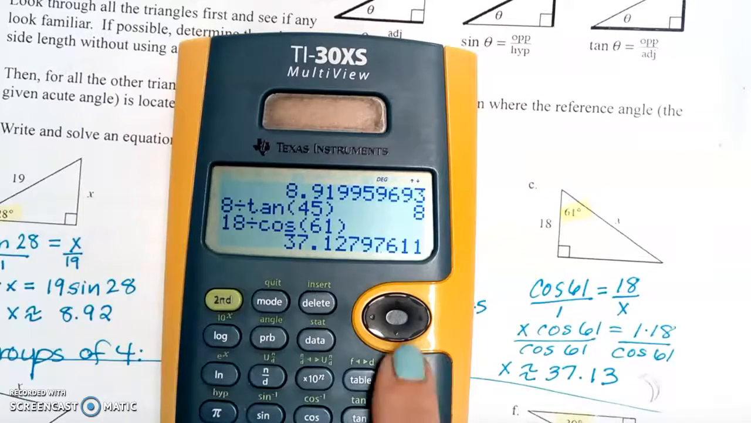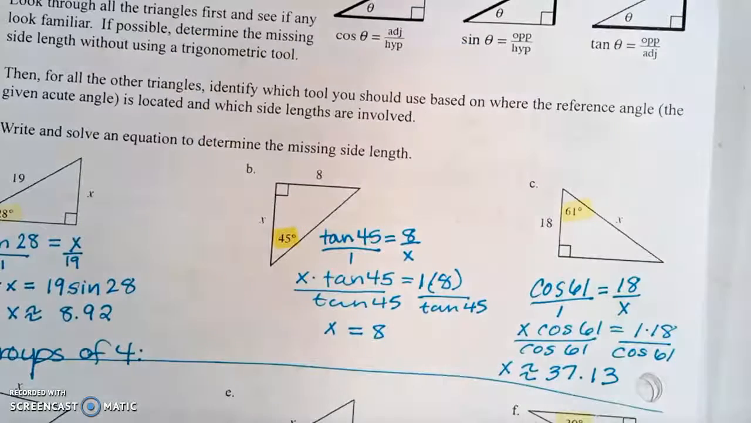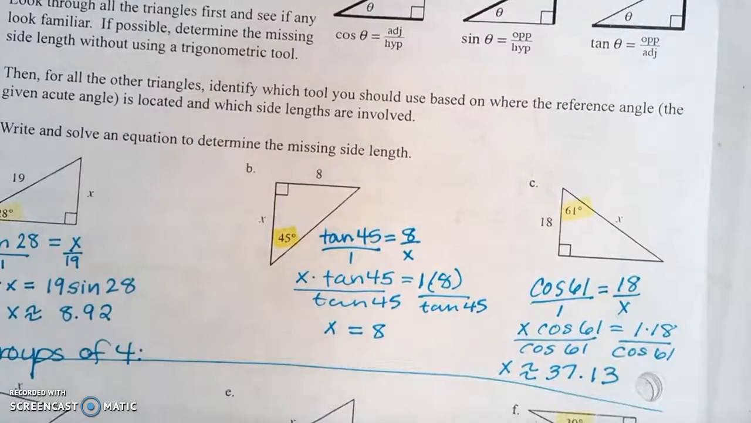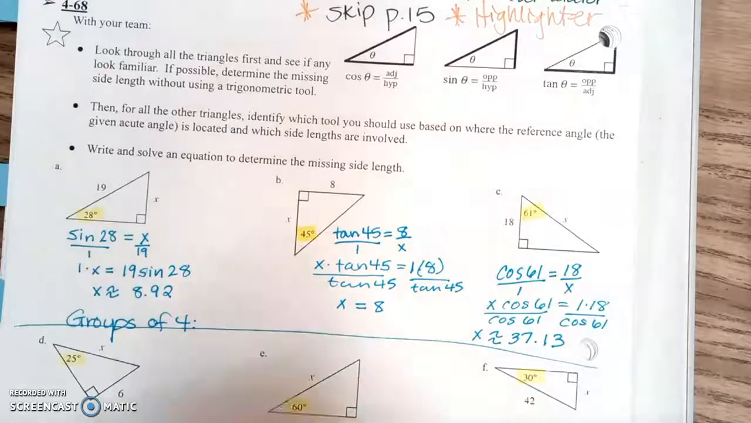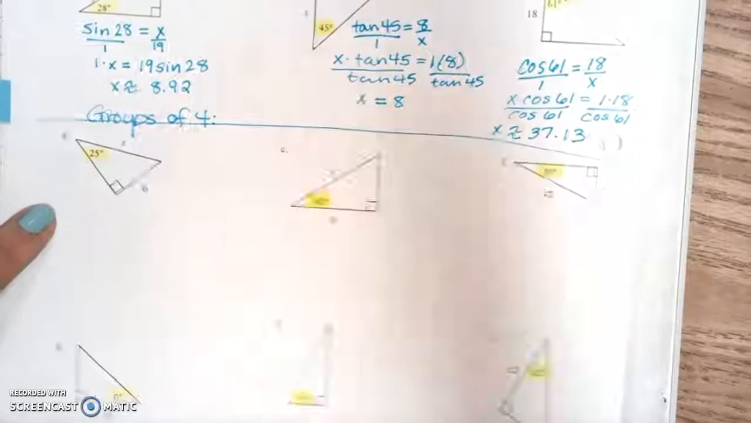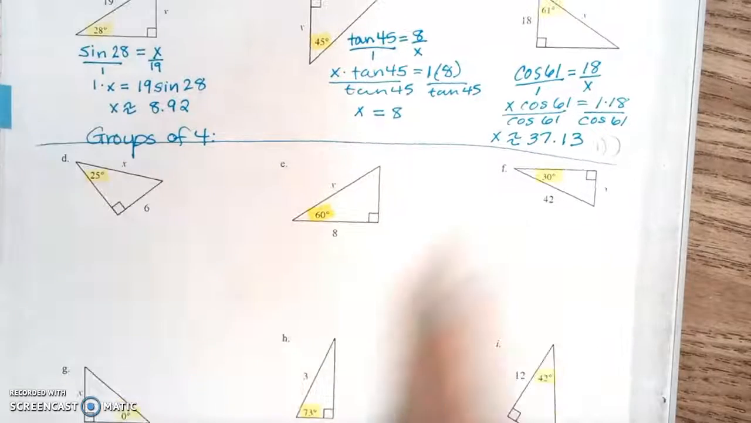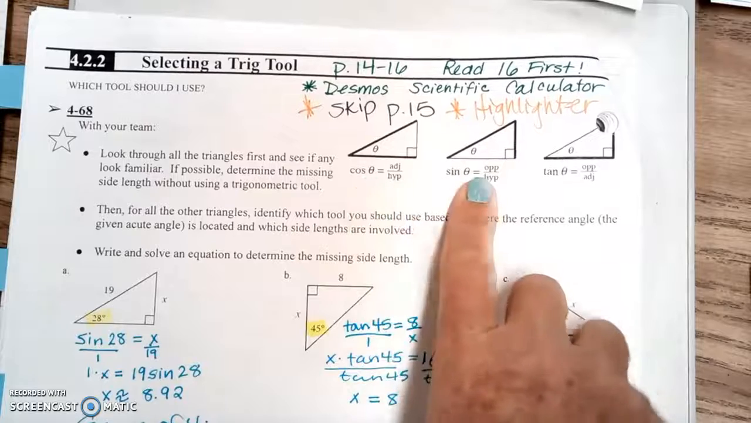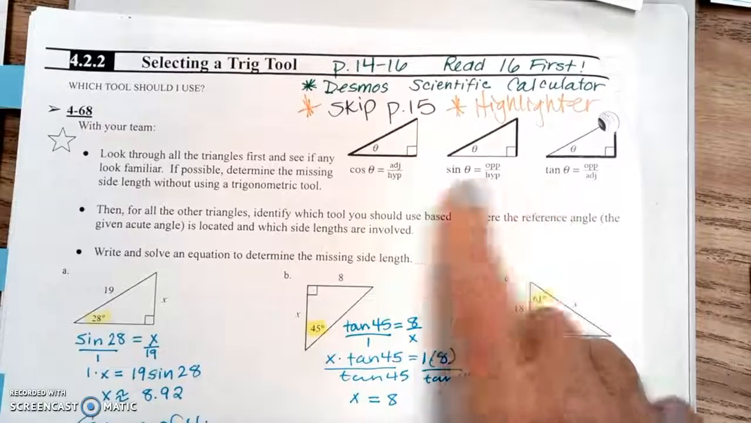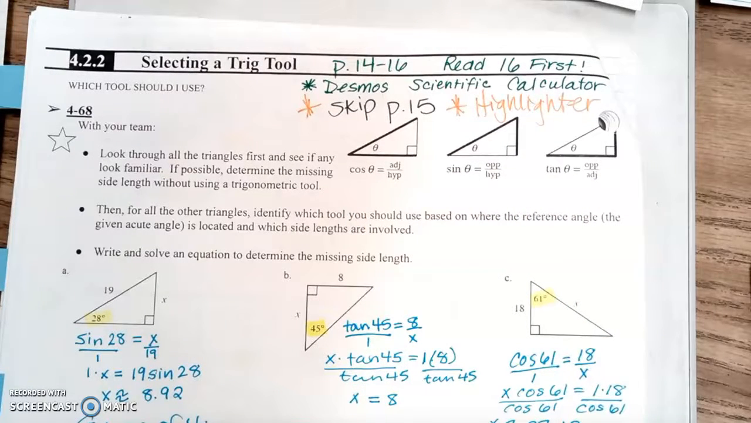Okay? Any questions on A, B, or C right there? Okay. In your groups of 4, you're going to follow that same method. You're going to go through, highlight all the angles, and then name the sides if they're opposite, adjacent, or hypotenuse. Then you can determine, and if you need to look up top, that's fine, are you going to use sine, cosine, or tangent? And then you will need a calculator to get the decimal answer.